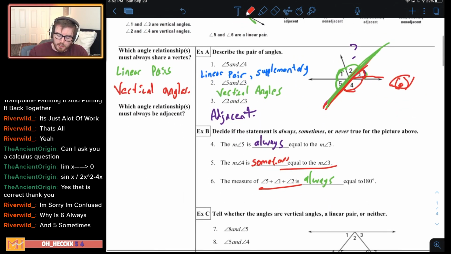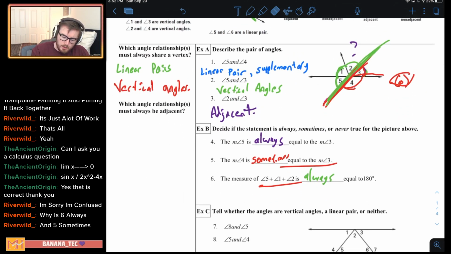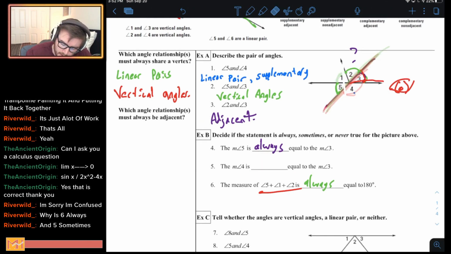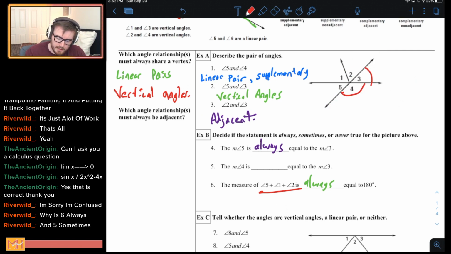So let's go over that logic of sometimes and always. Let me just erase all my other thoughts here and start from the beginning. So here's 4 and 3. What do we know about 4 and 3? They're a linear pair, meaning they add to 180. Now, in this drawing, I understand that 3 and 4 don't look equal, okay? But we have to suspend our disbelief. Drawing not drawn to scale, okay?